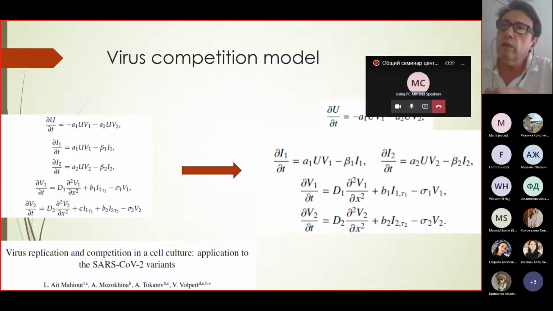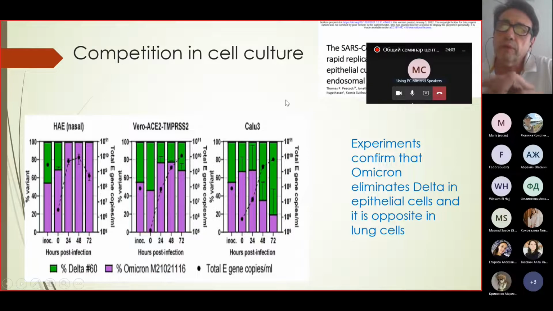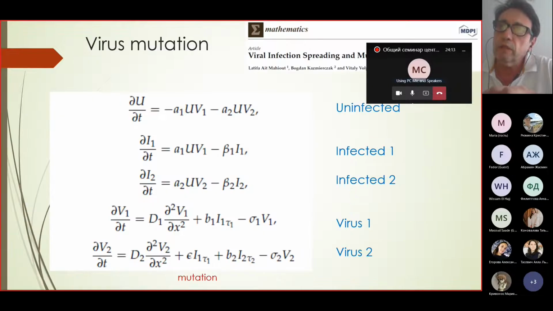Then on the basis of this model, we have done several developments, in particular here, a virus competition model. There are now two viruses. They compete with each other for uninfected cells, and then we do some analysis. We compare with experimental results, and our conclusions correspond to the experiments and to clinical observations. Another development of these models is related to virus mutation. Also, there are two viruses here in the model, and they can mutate one into another. Also, we studied this model.